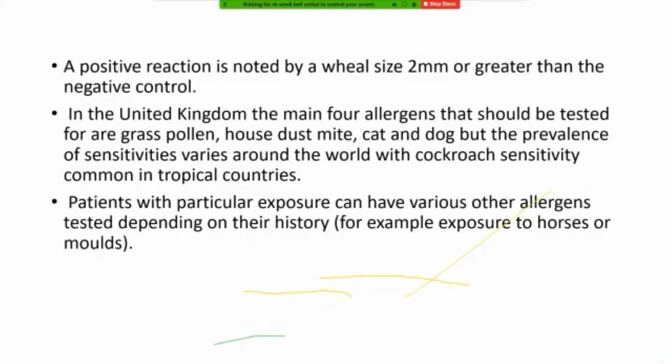In the United Kingdom, the main four allergens that should be tested for are grass pollen, house dust mite, cat and dog. But the prevalence of sensitivities varies around the world, with cockroach sensitivity common in tropical countries. Patients with particular exposure can have various other allergens tested depending on their history, for example, exposure to horses or molds.